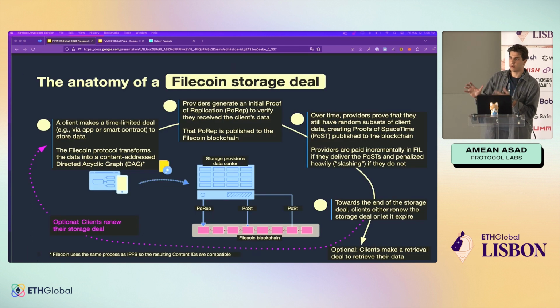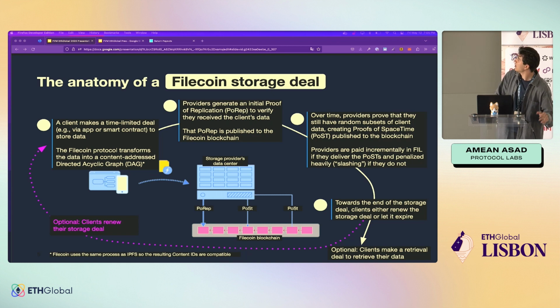This is a more detailed slide of what happens as part of a storage deal. If you're a client, you attempt to make a time-limited deal on the Filecoin network. You will make a deal with a storage provider. Initially, the storage provider will give you an initial proof of replication, and that essentially proves that your data has been replicated on the Filecoin network.